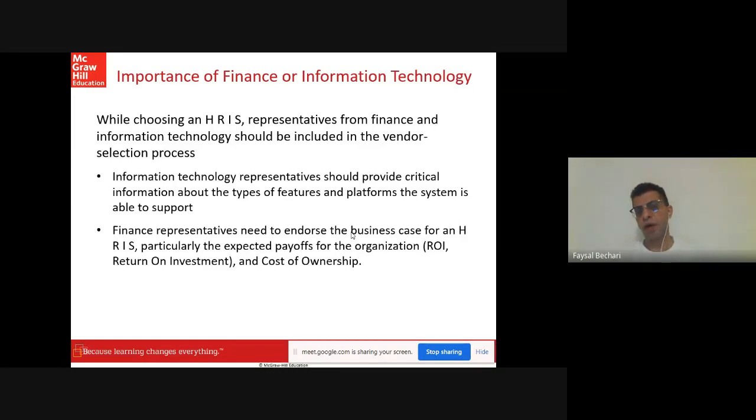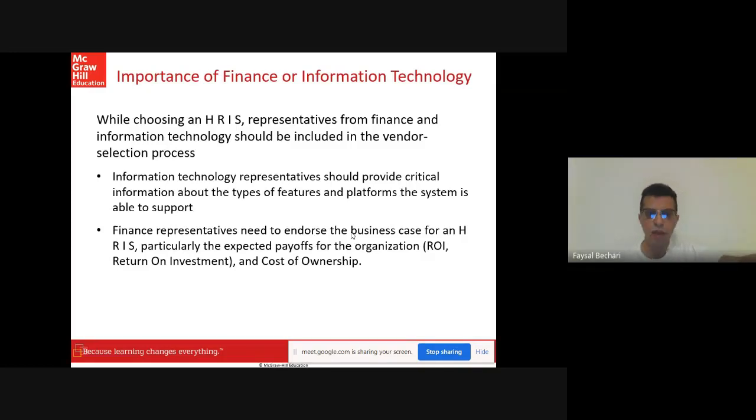The involvement of finance and information technology is important while you're choosing a human resource information system. You need a representative not only from finance but also from information technology and from end users, all of them, as we said, agreeing on this. The reason for finance is that payroll is part of the finance department. You calculate the hours, pass them to payroll, and payroll processes them. So while choosing an HRIS, representatives from finance and information technology should be included in the vendor selection process.